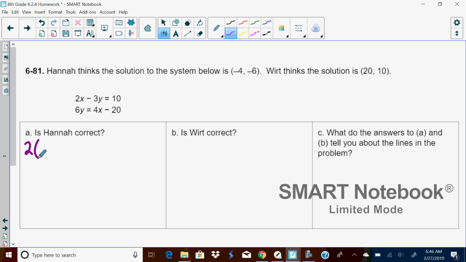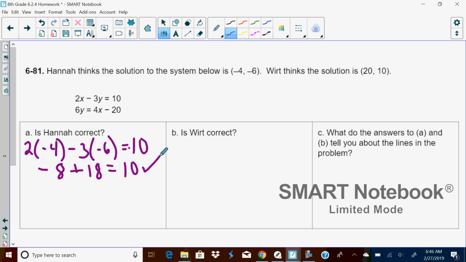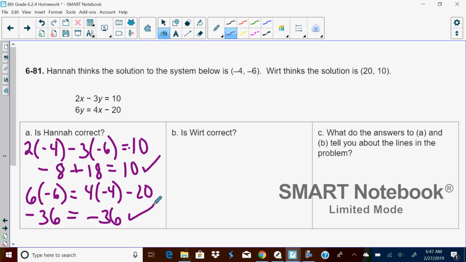So 2 times -4 minus 3 times -6 equals 10. This is -8. -3 times -6 is plus 18, which is 10. So that one works. Then we plug in the second one. 6 times -6 equals 4 times -4 minus 20. So this is -36. -16 minus 20 is also -36. So is Hannah correct? The answer is yes.